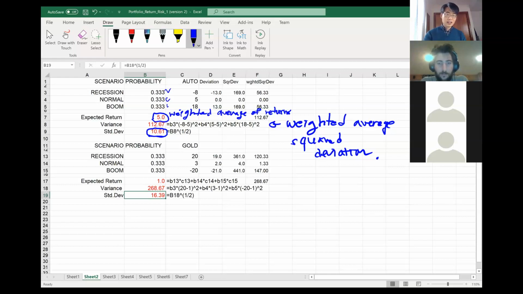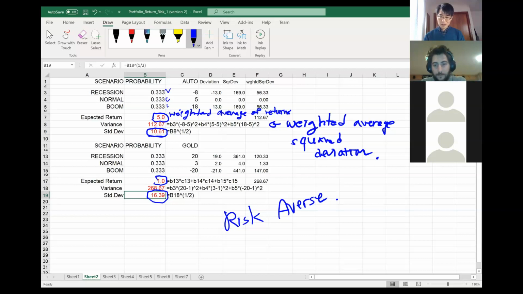Okay, so you can easily say that gold is a terrible investment, right? Because we believe that people are risk averse, which means that people appreciate the return, but people do not appreciate the risk, right? When all the other things are the same, people will actually prefer an asset that has a smaller risk than the other, right? So that's what it means to be a risk-averse investor.